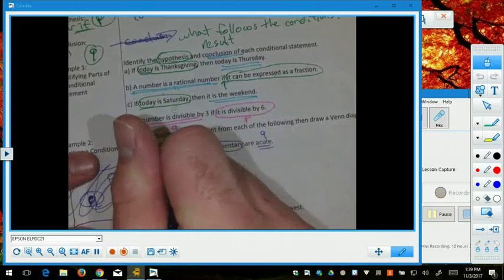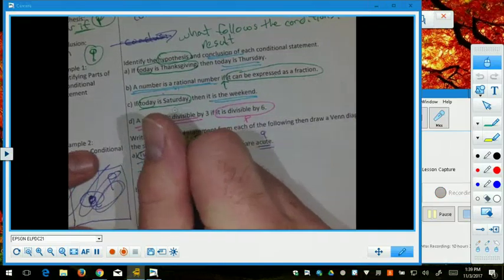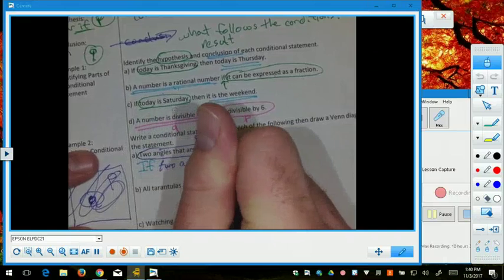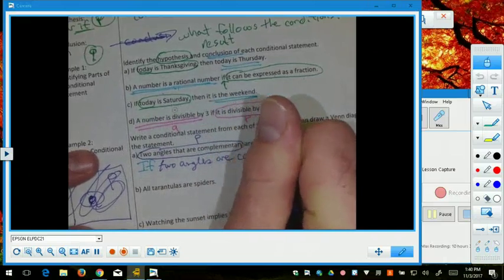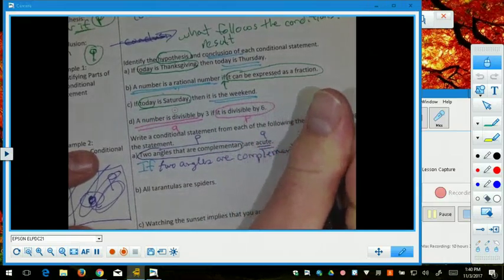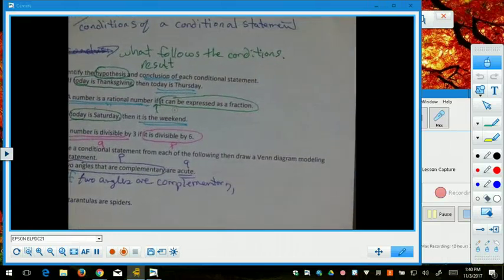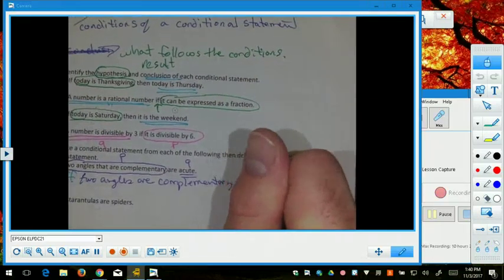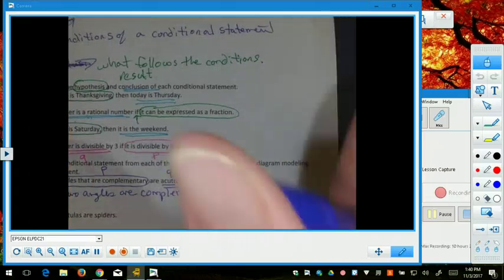So if two angles are complementary, then they are acute.